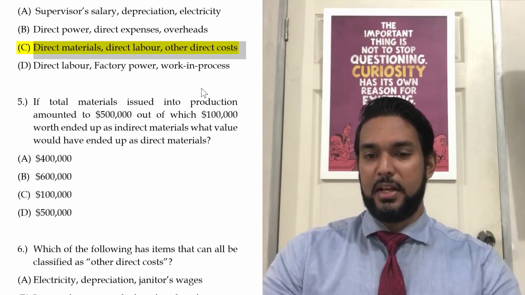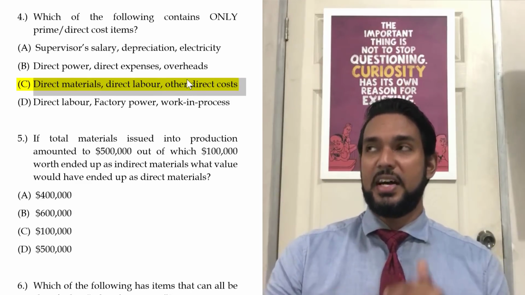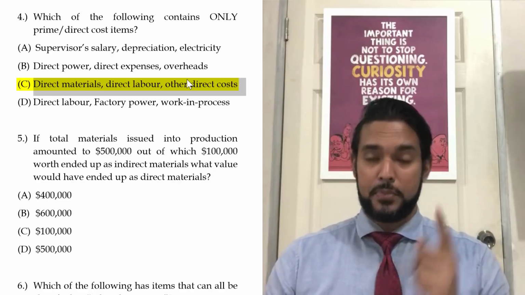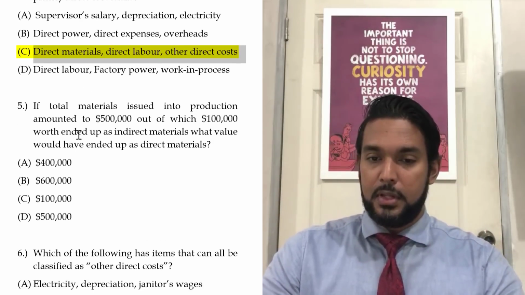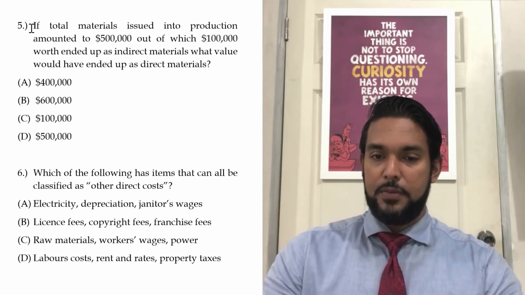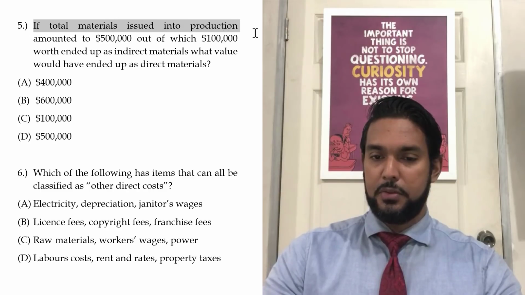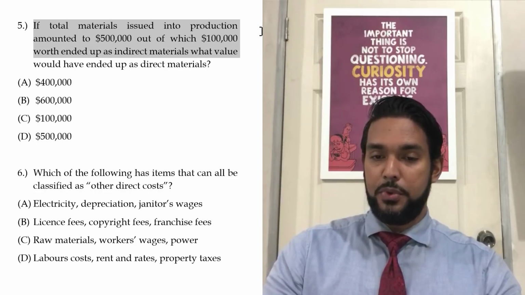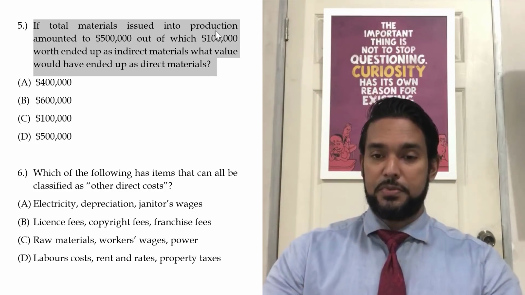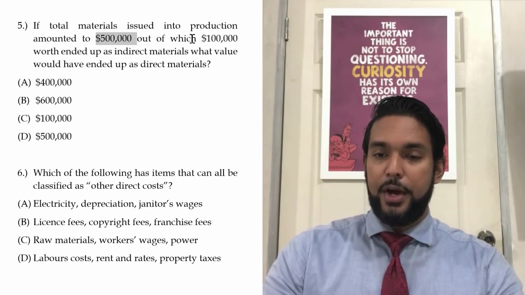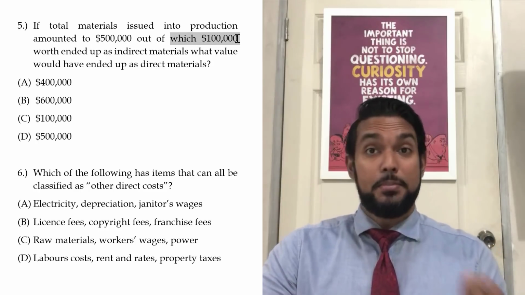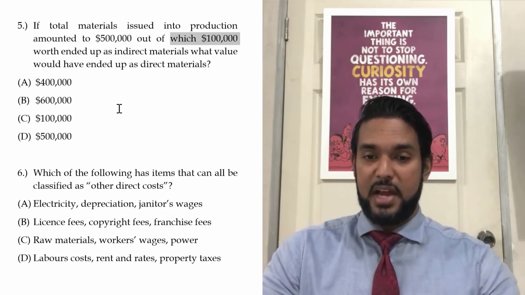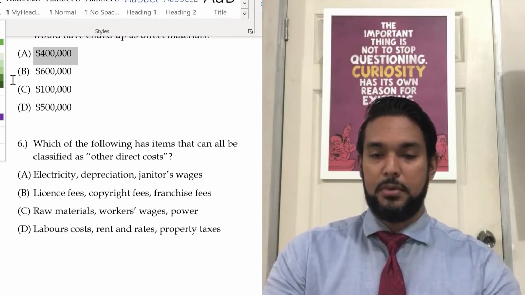Right, so this is basically a duplicate of the previous question. Once again, asking the same thing, but asking it in a different way. So just pay attention. Let's take a look at number 5. If total materials issued into production amounted to 500,000, out of which 100,000 worth ended up as indirect materials, what value would have ended up as direct? So total materials was 500,000. 100,000 out of it went to indirect, which means the balance, 400,000, had to have been direct. Oh look, that's option A. How nice.